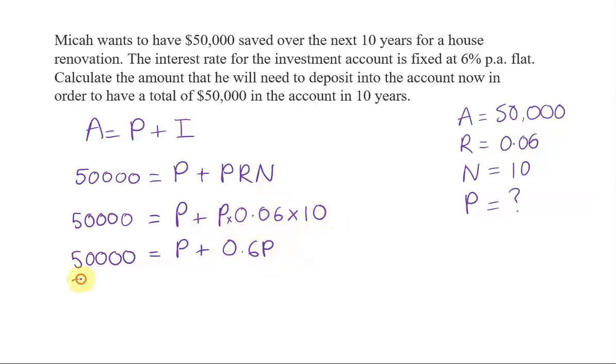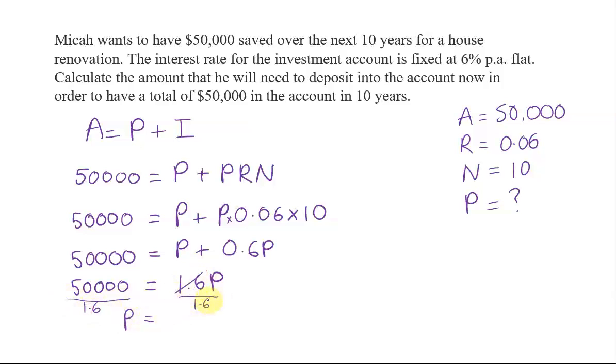We can simplify one step further. $50,000 is equal to P plus 0.6P gives us 1.6P, because we have the total value of the principal. Here we have 60% of the principal, or 0.6 times the principal. So altogether we have 1.6P. So to find out what our principal investment needs to be, we need to divide both sides by 1.6.